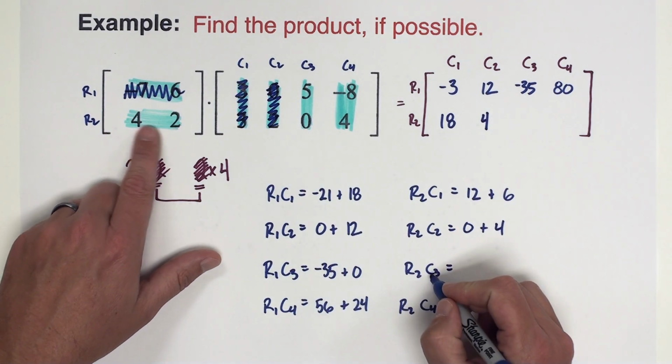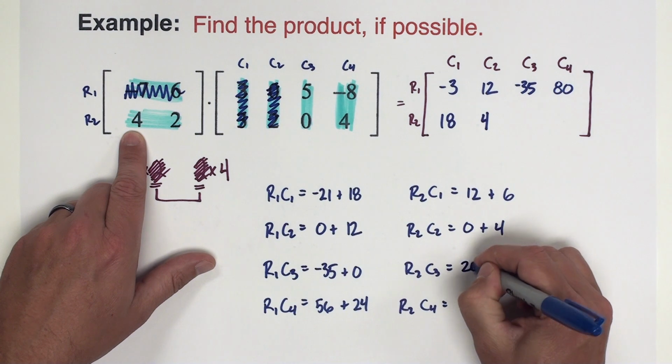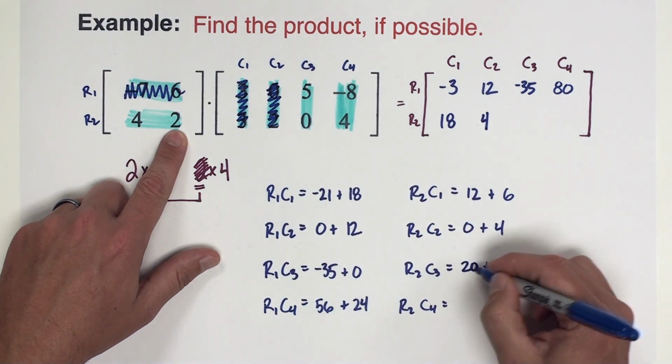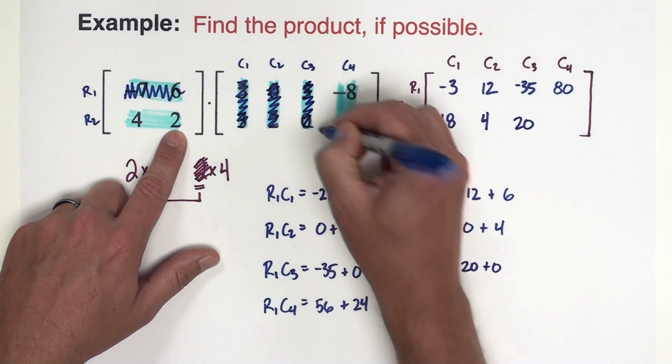Next, row 2, column 3. So I got 4 and 5 multiply to be 20. And then 2 and 0 are 0. 20 plus 0 is 20. And column 3 is done.